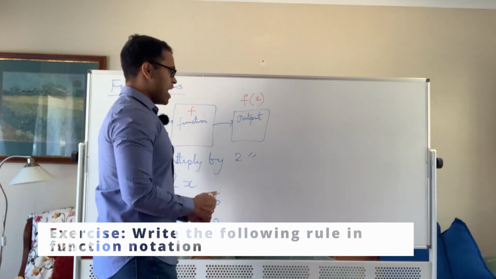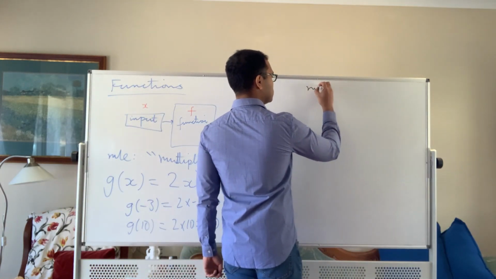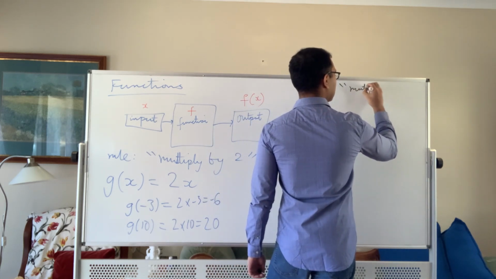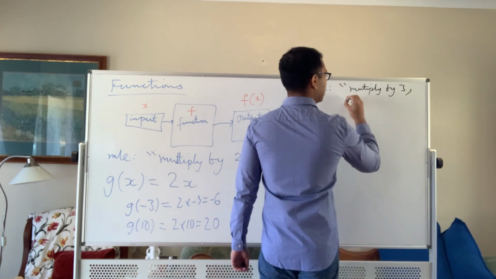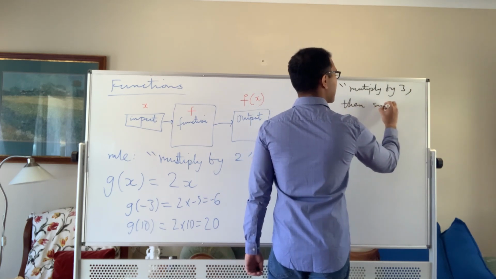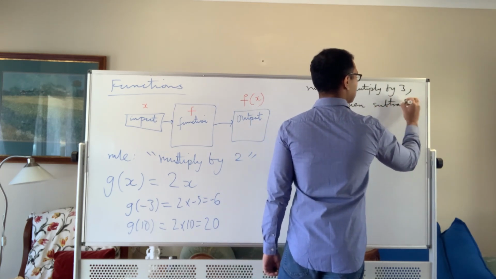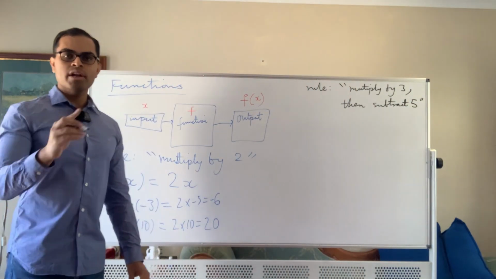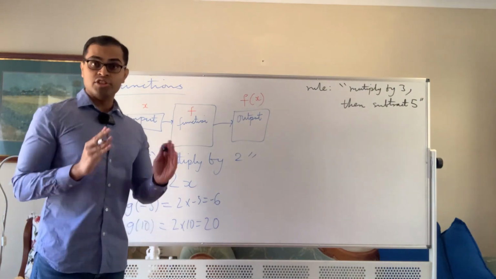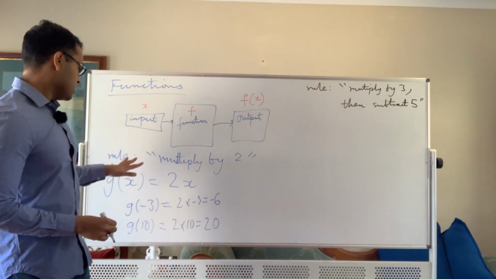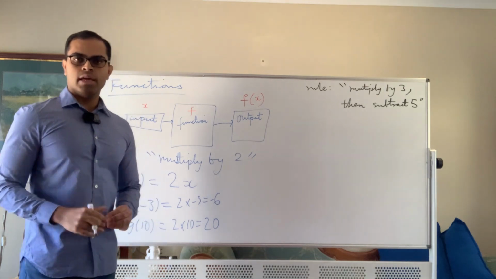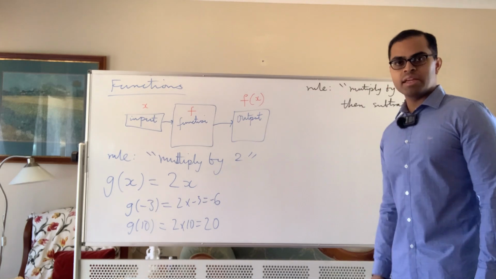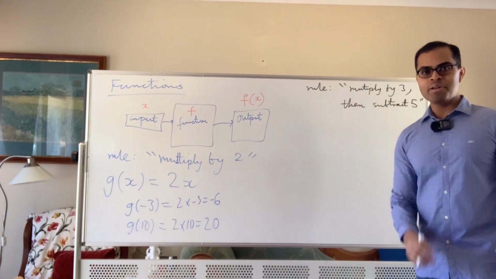So let us write the following rule. Our rule is going to be: multiply by 3, then subtract 5. That's our rule. What we want to do is write it out as a function. Okay, we want to write it out in this notation: something of x is something, in terms of x. So I'll pause the video, think about what it should be, and then we're going to get into it. Drop a comment down below as well.